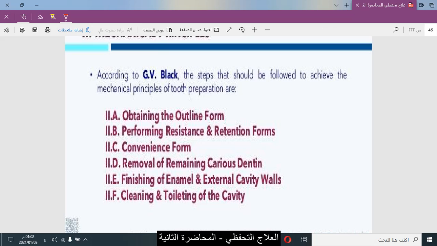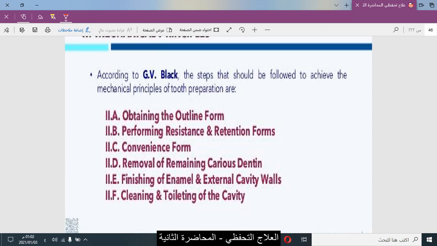Then when we finish the outline, we do flattening of the floor with an inverted cone bur. When the floor is flat, there is less stress concentration and more adhesion between the restoration and the tooth structure, because the surface area is smooth, flat and large. Okay, and the inverted truncated cone gives the retention for the dental amalgam. So this criteria we must do.